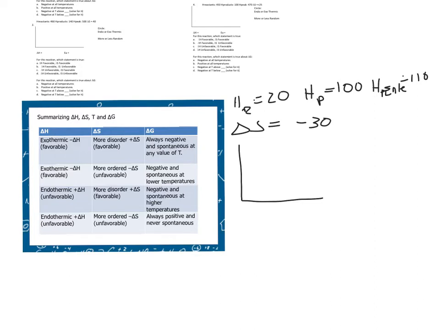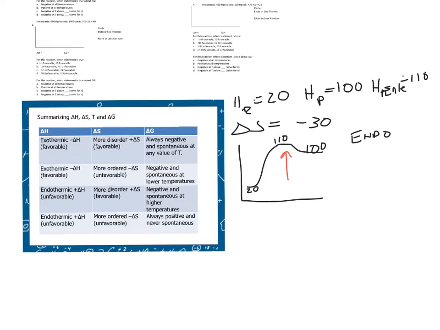I would be going from reactants, 20, to products, 100, with a peak value in the middle of 110. So my graph would look something like this. And that graph is an endothermic graph. So my first question would be endothermic because this graph is running uphill. It has to absorb energy.